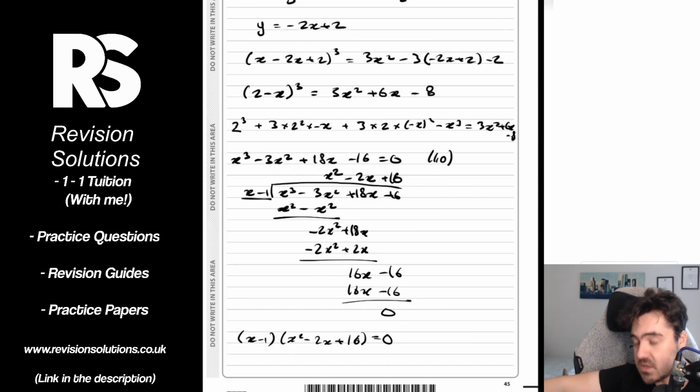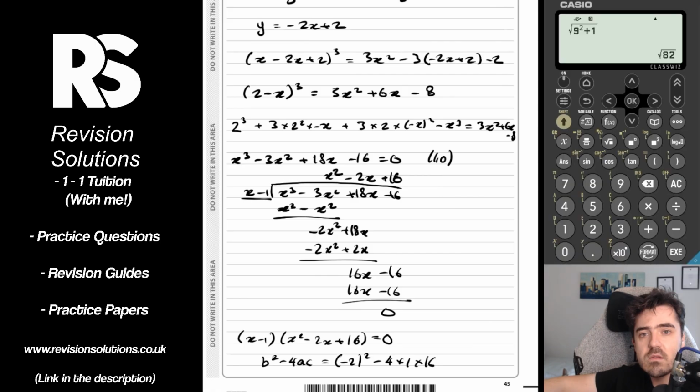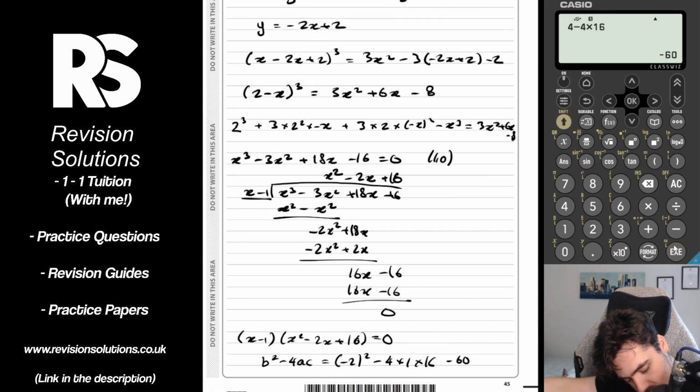So we can check that by just using the discriminant. So b squared minus 4ac equals minus 2 squared minus 4 times 1 times 16. Plugging that in to the calculator. Where's my calculator gone? There it is. It would be minus 2 squared is 4, then minus 4 times 16 is minus 64, which is less than 0. So therefore, no more solutions.